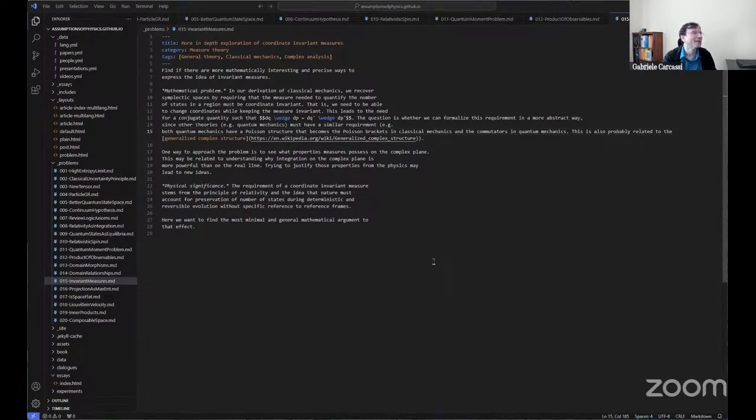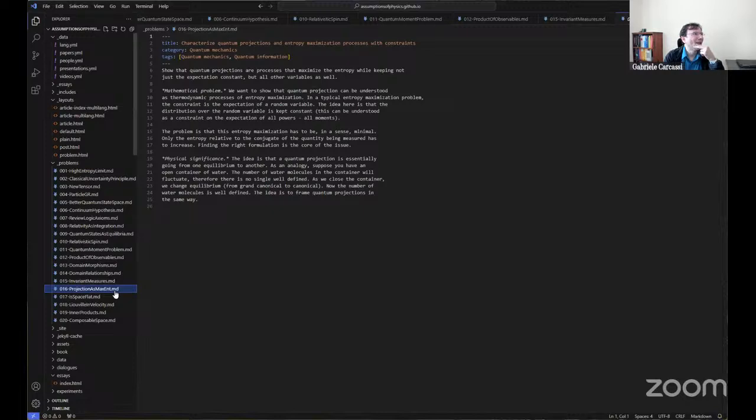But anyway, so this is still an open problem, and the description is now projection as entropy optimization. Processes with constraints show that quantum projections are processes that maximize the entropy while keeping not just the expectation constant, but all other variables as well. So this is the way that we want to recover, in quantum mechanics, essentially the measurement, the projections, and all of that.